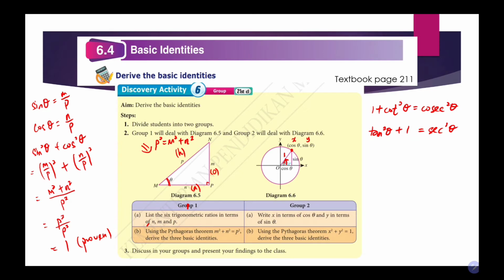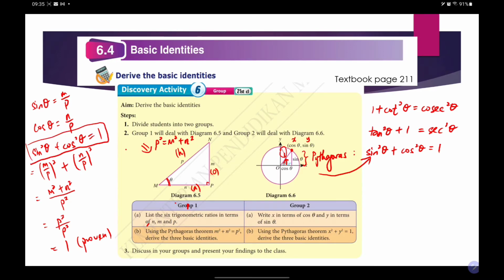So, as we can see from this triangle, we have a Pythagoras theorem, which is sine square theta, the y, plus the x, which is cos square theta, will be equals to their hypotenuse, 1. So from the unit circle, we also get that sine square theta plus cos square theta will equal 1. So this is how we derive all this trigonometric identity.